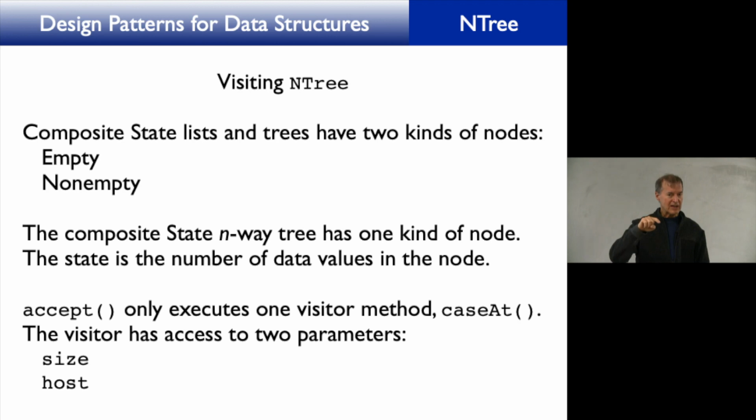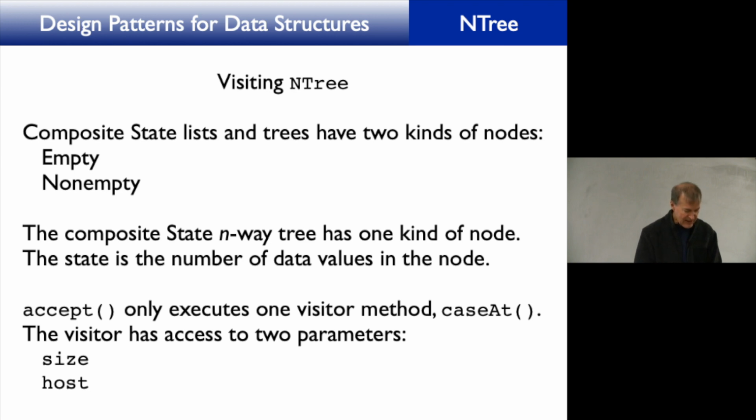And then how can you tell whether it's empty or not? You can do a case on size inside your code. Do you see what we're saying there? How that's going to work? So accept only executes one visitor method, case_at, and the visitor has access to two parameters, host, which is usual, and size.